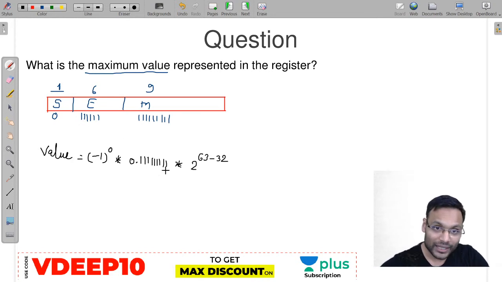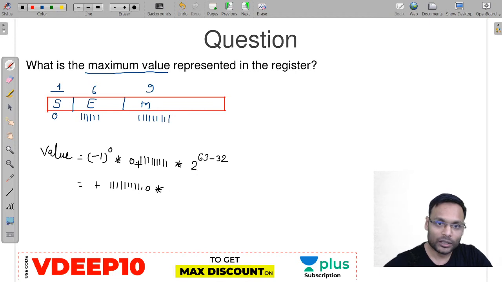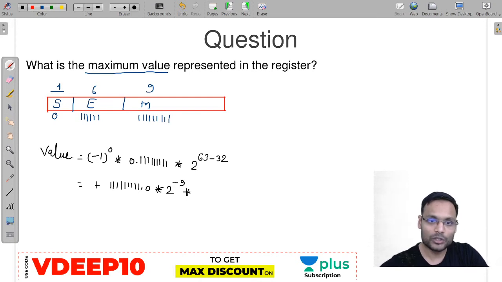Now let's calculate this how much it is. एक काम करते हैं, this is the plus of course. This point I am shifting here. So 9 bits these are, right? 9 bits. So 1, 2, 3, 4, 5, 6, 7, 8, 9.0 into this point I have shifted here, a smaller value I have made larger. So I'll be writing 2 power minus 9 into 2 power 63 minus 32, 31.